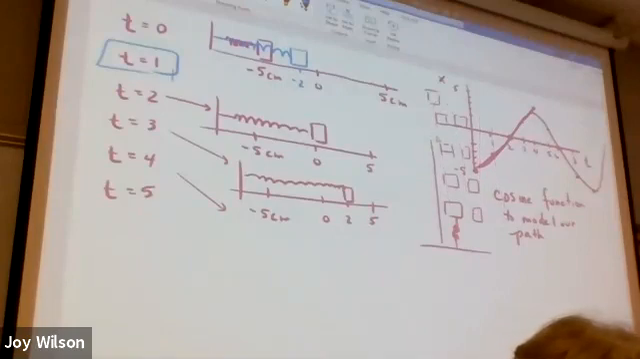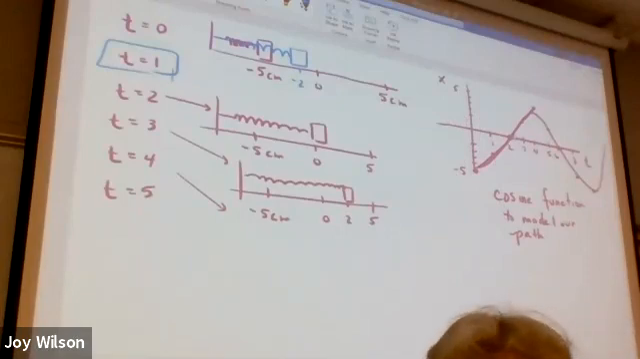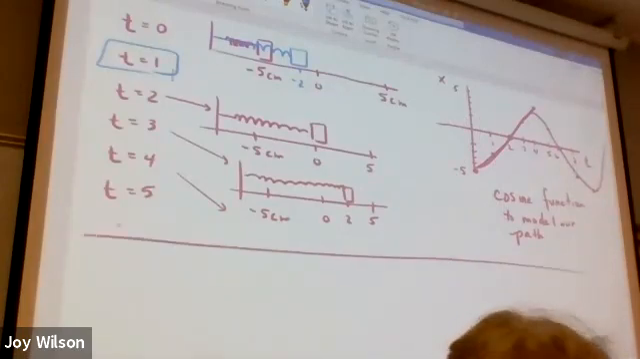Okay. So a horizontal spring is a little bit harder to see than a vertical spring, because in a vertical spring, you actually see it go up and down and up and down, just like the cosine function goes up and down. Okay. So what is the equation? What is the model we use for this? Well, the model we're going to use for this is a cosine function.